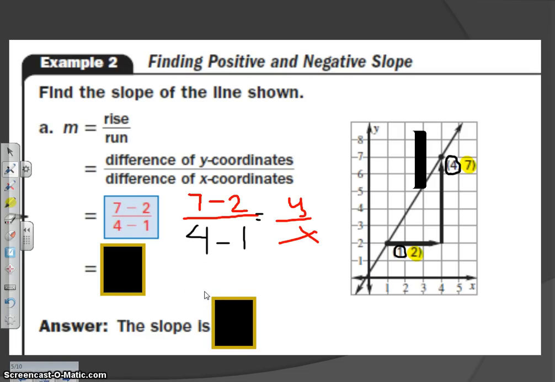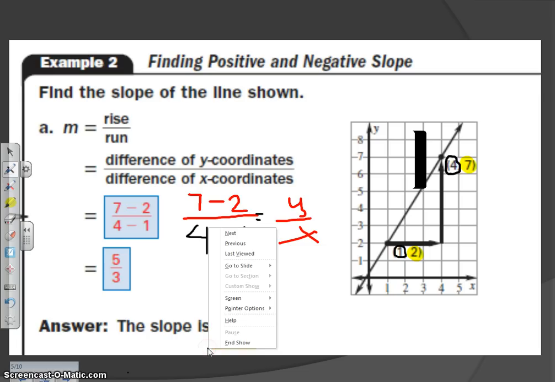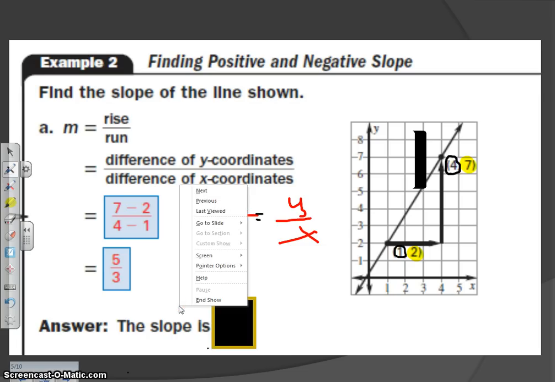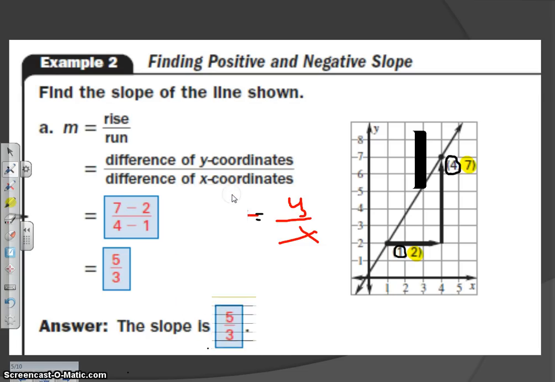Seven minus 2 is 5. 4 minus 1 is 3. 5 over 3. That's your slope.